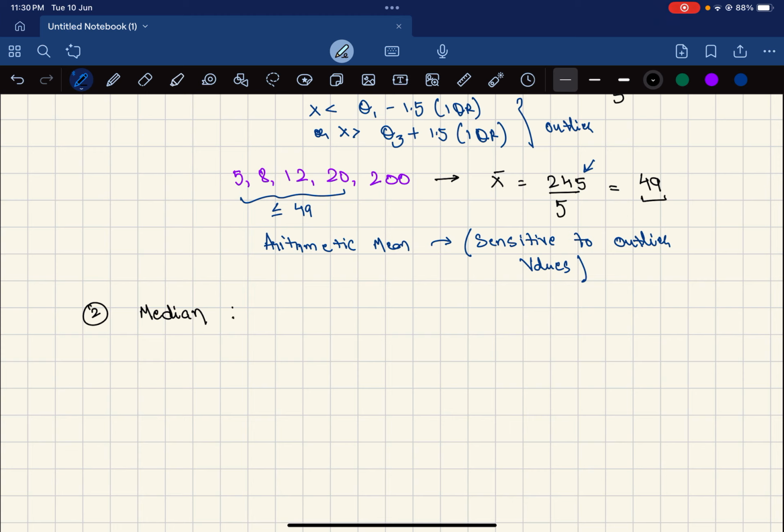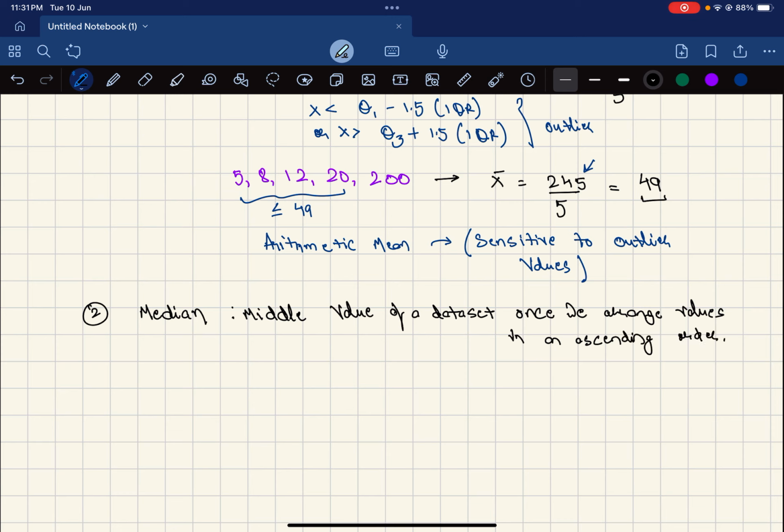Now median is nothing but the middle value of a data set once we arrange the values in an ascending order. So if we arrange the values from smallest to largest and then look at the value which comes in the middle, that will be considered the median of a data set.